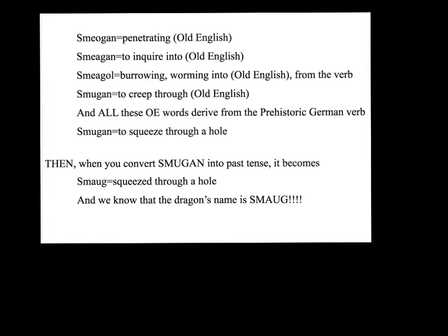Well, if we progress through my little flow chart that we have here, all of these Old English words derive from the prehistoric German verb smoogon, which means to squeeze through a hole. Then, which is really the important thing to be mindful of here, if you convert the verb smoogon into past tense, it becomes smaug, squeezed through a hole. And we know that the dragon's name is Smaug.